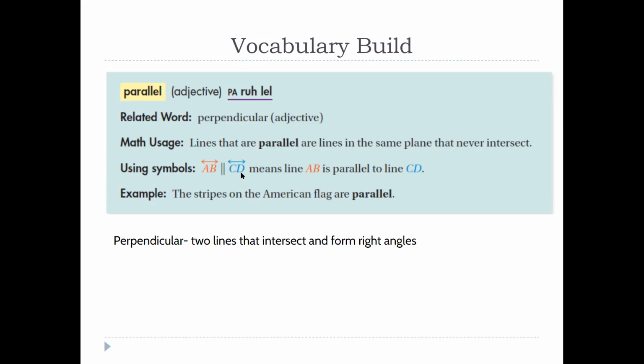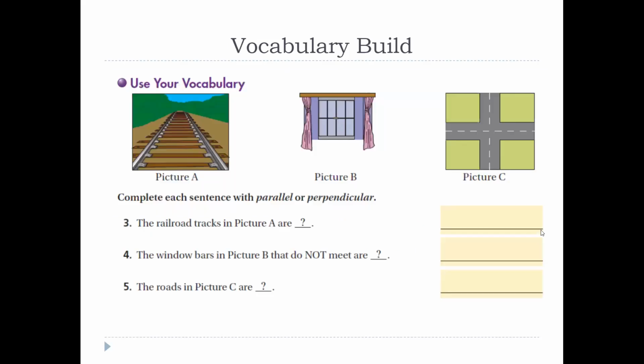That symbol there comes straight out of geometry. Perpendicular just means we're going to have 2 lines that intersect and create right angles, 90-degree angles. If you're building a house, 90-degree angles are a good thing. You want your house to be square.